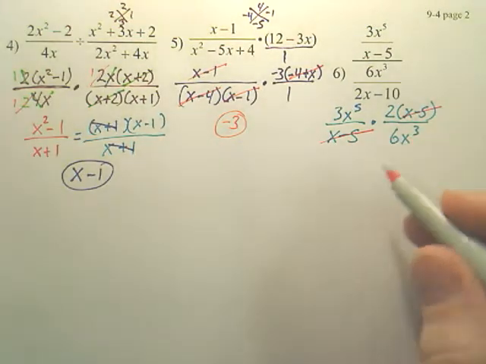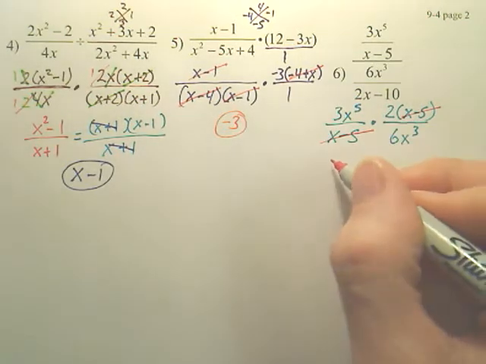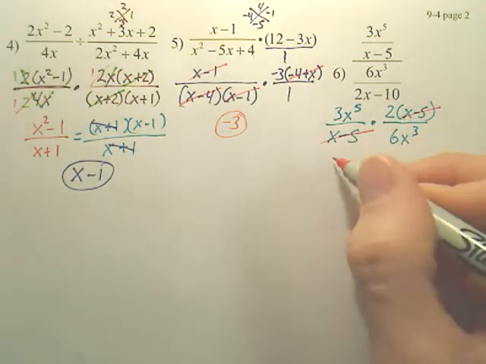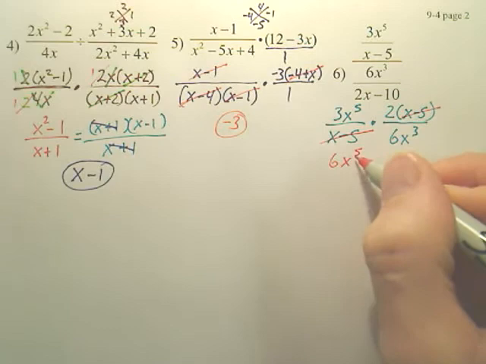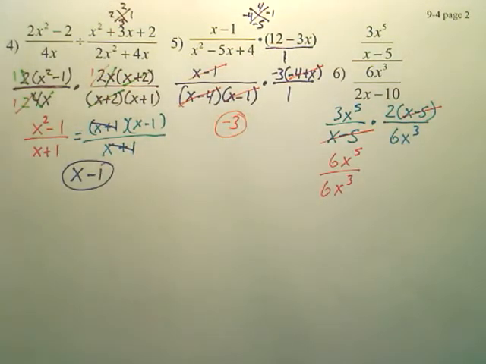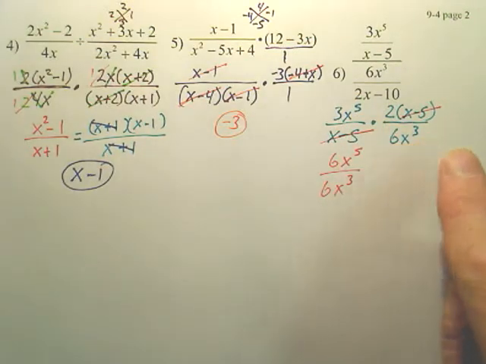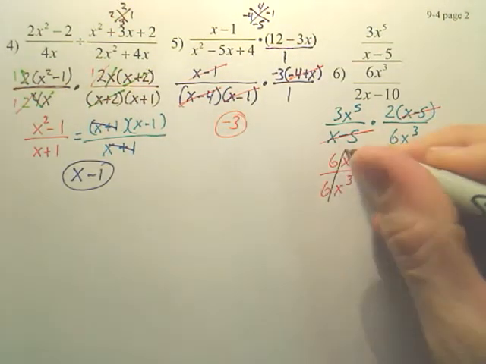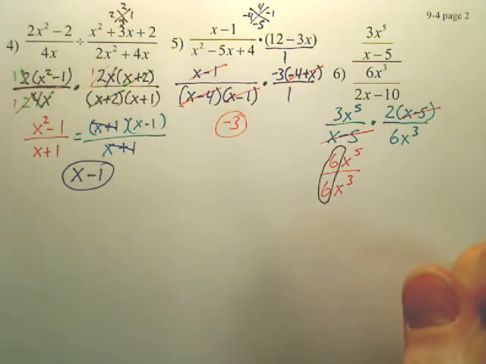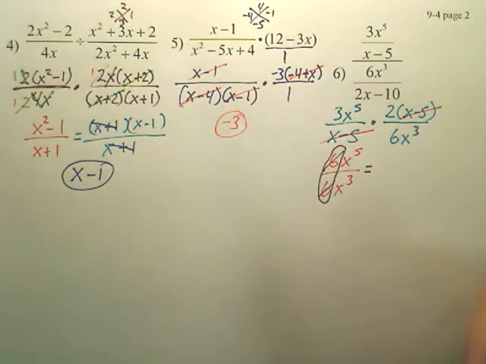Alright, now before I cancel anything else, 3 times 2 is not a big number. Do you understand this ends up being 3 times 2 is 6 x to the 5th over 6 x to the 3rd? Three times 2 is 6 x to the 5th, 6 x to the 3rd. Now what's this going to give you? What's 6 over 6? So doesn't that basically just cancel?